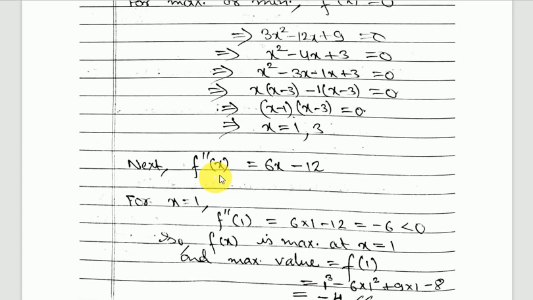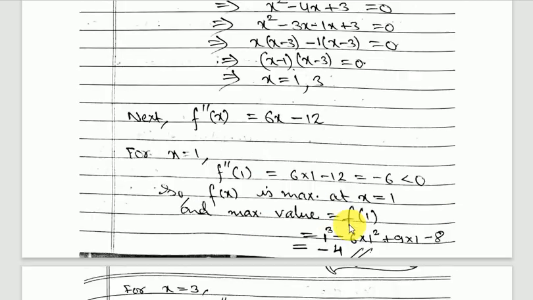Now the value of this second derivative has to be found for 1 and 3. Firstly we'll find for x equal to 1. Second derivative for x equal to 1 will be, wherever you see x, you have to replace it by 1. So you get minus 6, which is less than 0. Therefore x equal to 1 is the point of maximum, because the second derivative at x equal to 1 is coming less than 0.